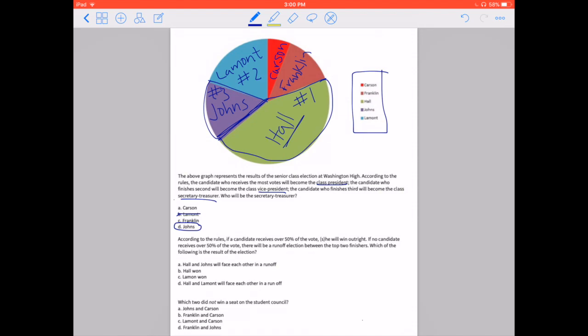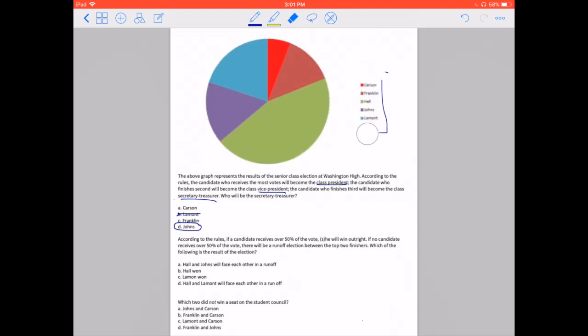According to the rules, if a candidate receives over 50% of the votes, they will win outright. If no candidate receives 50% of the votes, there will be a runoff election between the top two finishers. Which of the following is a result of the election? I'm going to erase my notes up here so we can look at this a little better. The first thing we have to think about is whether there is a candidate that got 50% or more of the votes. So 50% would be half. If I draw a line right down the middle of that, there's no candidate that got half or more.